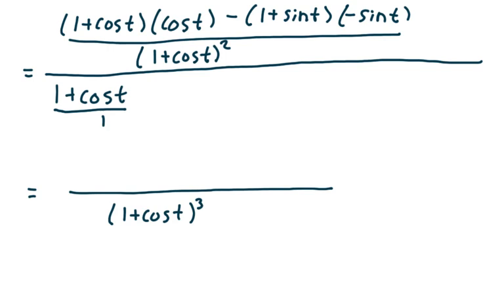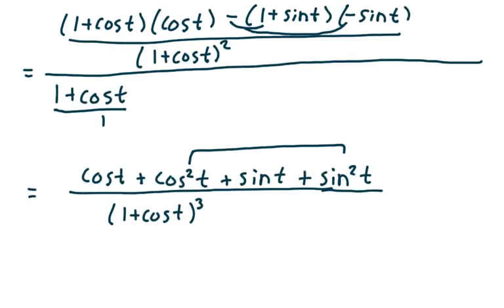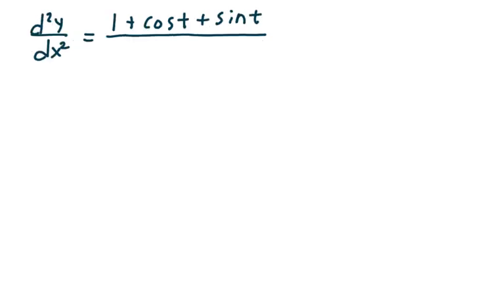Now, what does the numerator look like? Well, it's cosine t plus cosine squared t, right? A negative times a negative is a positive. So I get plus sine of t plus sine squared t. This one simplifies really well, because what is cosine squared t plus sine squared t? That's 1. And so the second derivative of y with respect to x is 1 plus cosine t plus sine of t, and then I'm going to divide by 1 plus cosine t raised to the third power.